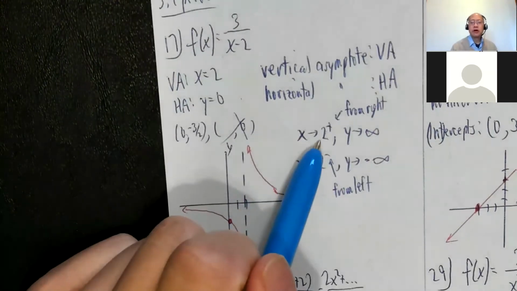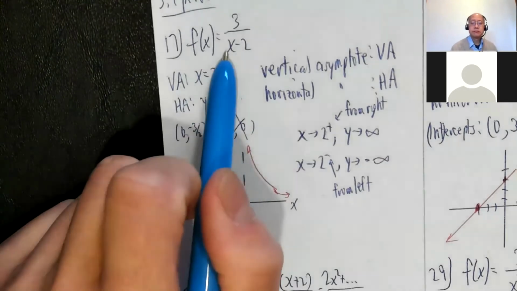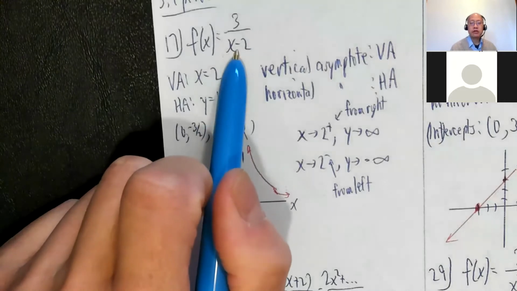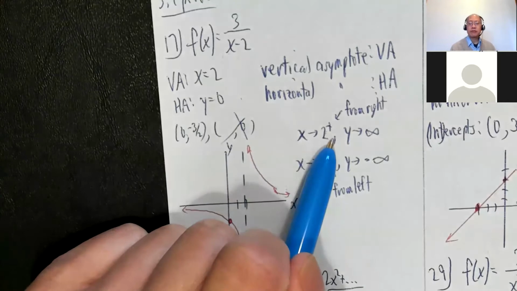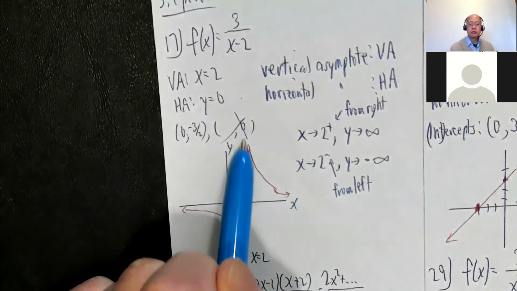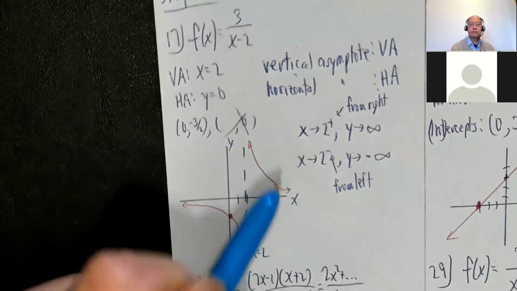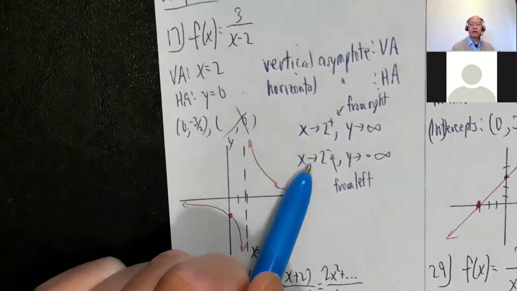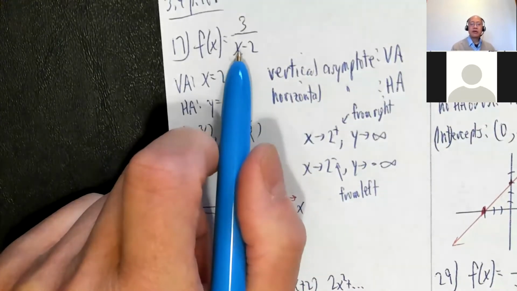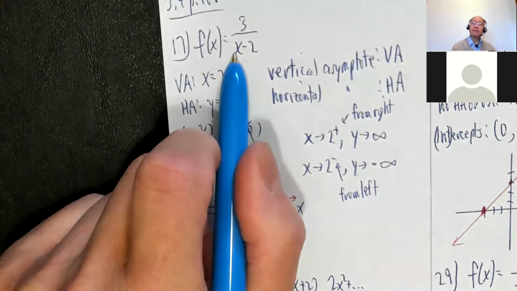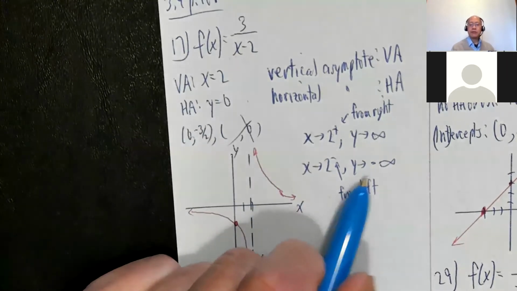So x approaches 2 from the right. That means plug in a number like 2.1. 2.1 minus 2, positive. Positive divided by positive, positive. Y approaches infinity. Shoots up like that. How about x approaches 2 from the left, like 1.9, 1.99? Well, 3 divided by 1.99 minus 2 is a negative number. So I approach negative infinity.